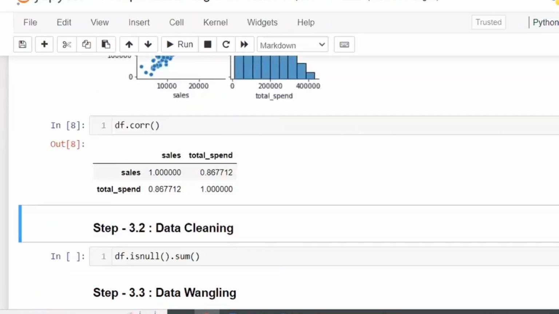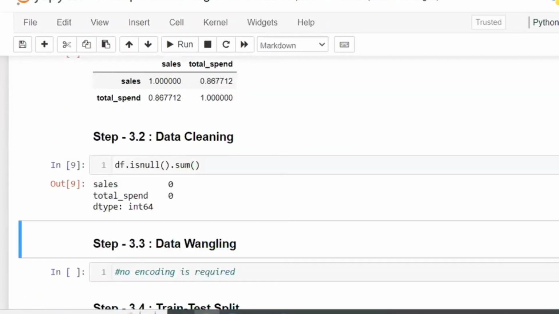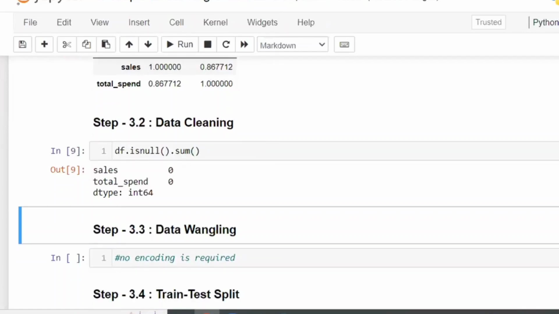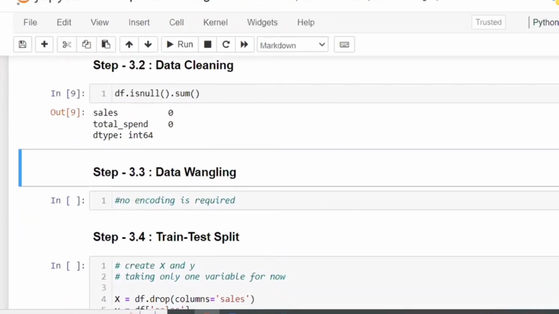Now what I'm going to do is clean the data. Is there any cleaning? No. No missing values are there. So I don't need to do the encoding either. The compulsory things are missing values and encoding. These are the 2 compulsory things.